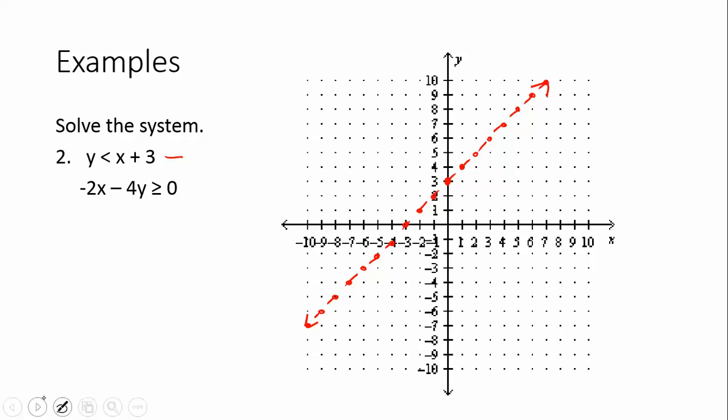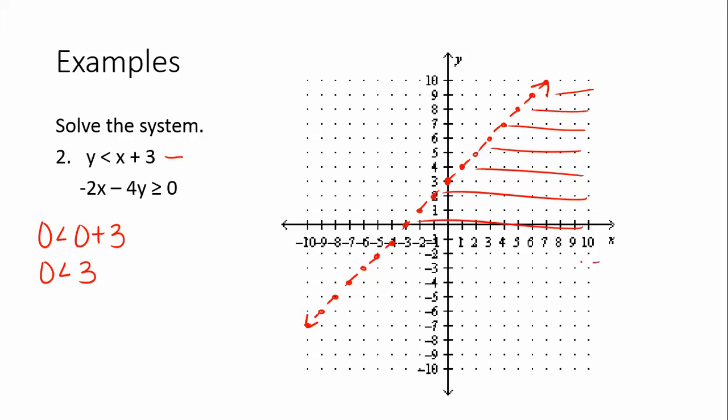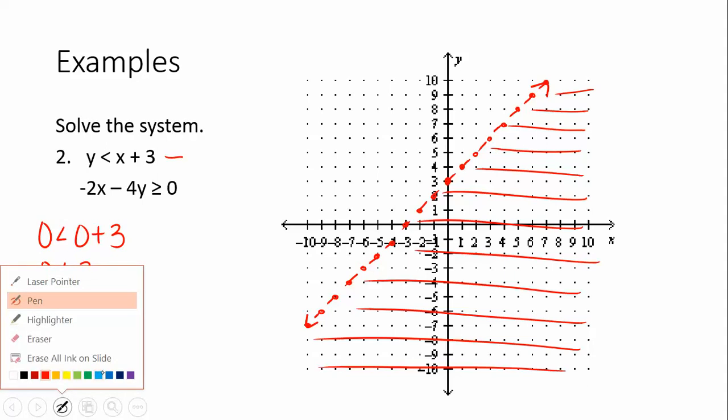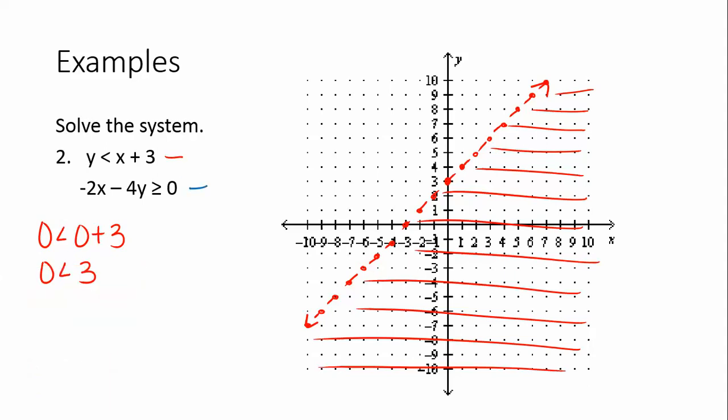I'm going to pick a test point, 0, 0. So when I plug in 0 for x and y, I get 0 is less than 3. That is true. So I'm going to shade below the line where 0, 0 is. I'll do the second line in blue. We have negative 2x minus 4y is greater than or equal to 0. I'm going to use the intercepts here since this inequality is in standard form.